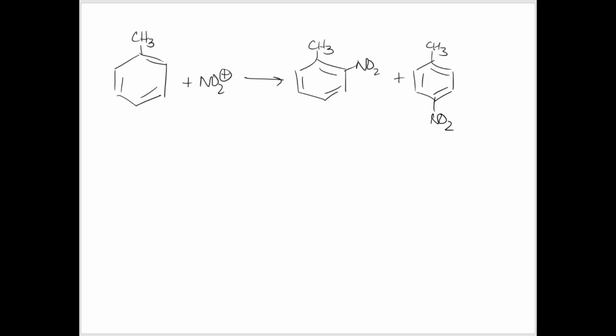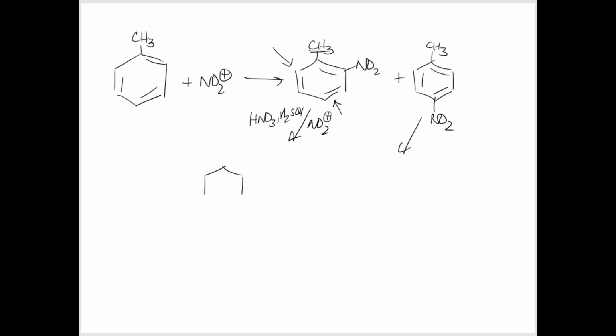And now I'm going to treat this with another equivalent of HNO3, H2SO4. Both of these products I'm going to treat with that. So I'm going to add another NO2+ to it. So where is this group going to direct? It's the methyl group. It's going to direct ortho and para.